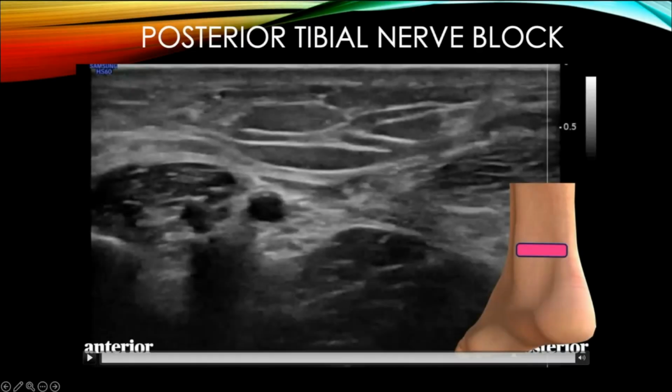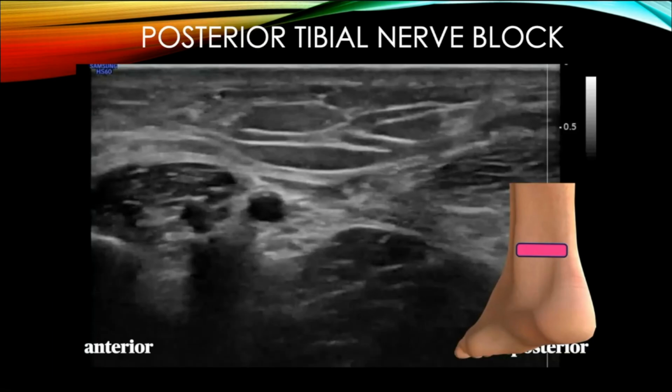So as we can see, as we shift the probe proximally, all the tendons have already shifted into the muscle, and we can see only the nerve with the artery, and we can locate the nerve more easily.